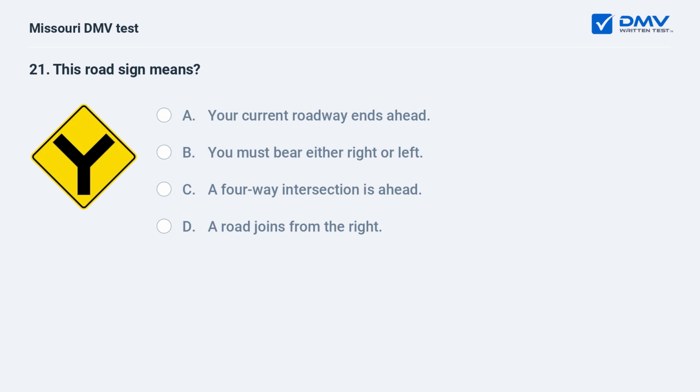This road sign means: A. Your current roadway ends ahead. B. You must bear either right or left. C. A four-way intersection is ahead. D. A road joins from the right.